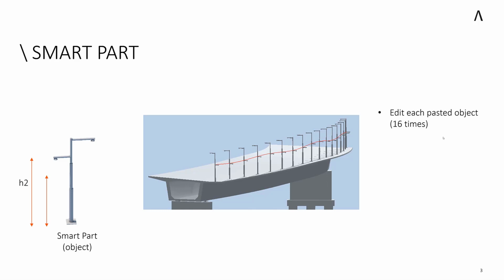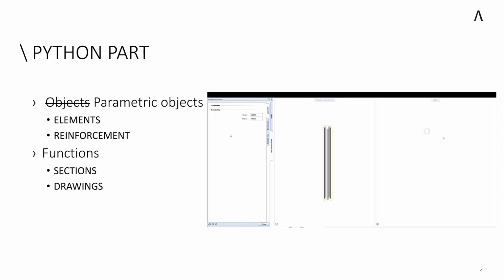In this case, I will just edit these objects 16 times because I have 16 lights. So I will edit them each time. So this brings us to another topic, which is called, in general, or in the BIM term, we call these objects. But in Allplan, we call this one PythonPart. What I mean by PythonParts are, these are of course objects, but they are not just objects, they are parametric objects. They include the elements, of course, and also reinforcements. You can also include functions inside your PythonParts. Functions, I mean section views, drawings. This could also be included in one parametric object.